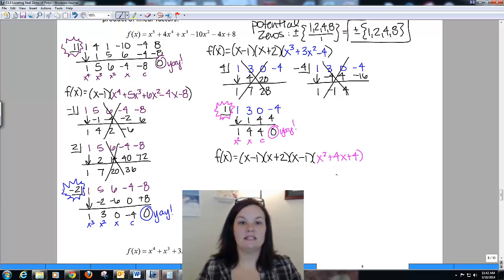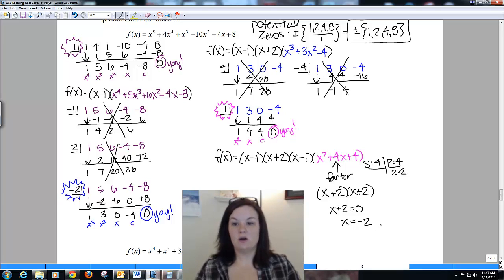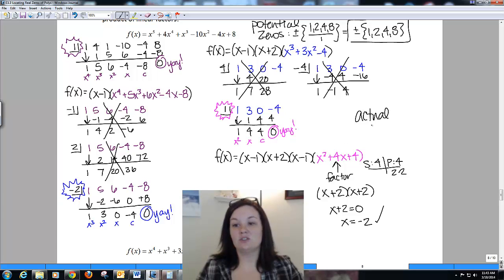Okay, so now I just need to factor this remaining one, and hopefully we can use sum product. Our sum is 4, our product is 4, so we can use 2 and 2. So this one factors into x plus 2 times x plus 2, which notice are exactly the same. So when I solve it, x plus 2 equals 0 gives me negative 2, which is another 0. So of all the zeros, I have a negative 2 here, a 1 here, a 1 in purple, and a negative 2 in blue. So really, the only actual zeros that we're getting are positive 1 and negative 2.